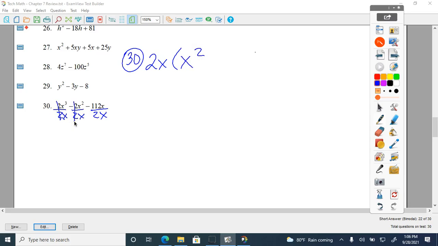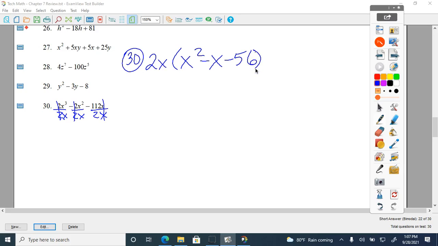2's cancel again. What's negative x squared over x? Negative x. There you go. And then the x's cancel here. What's negative 112 divided by 2? Negative 56.